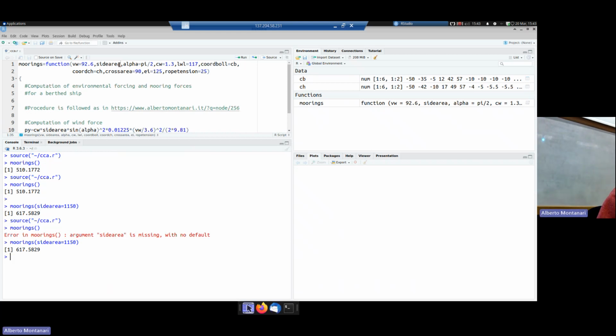Okay. Let's give back the default here of side area. Now I can source it. And if I give the default, the computation is done. Okay, very good. So I think we completed the first step.